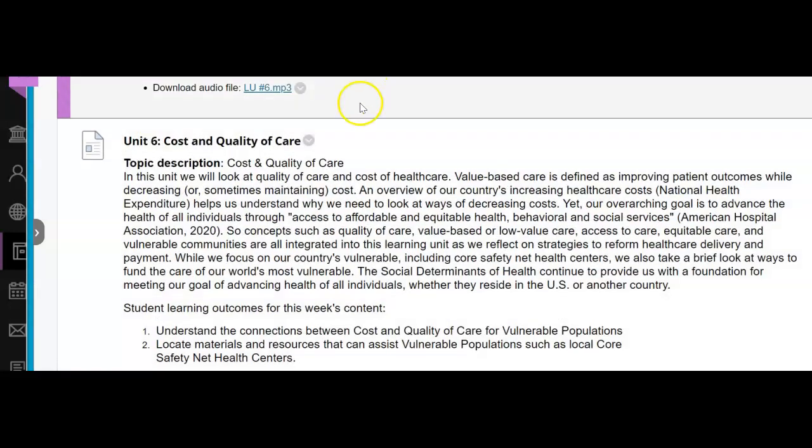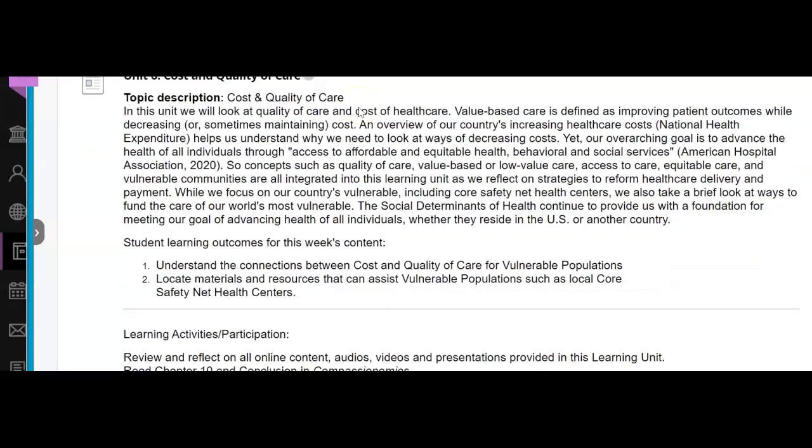Welcome to Learning Unit number 6. I can't believe we're moving so quickly through this course and will be completed before you know it. Learning Unit number 7 will be our last full learning unit along with the final course reflection. But on to Learning Unit number 6, where we're really looking at cost and quality of care.